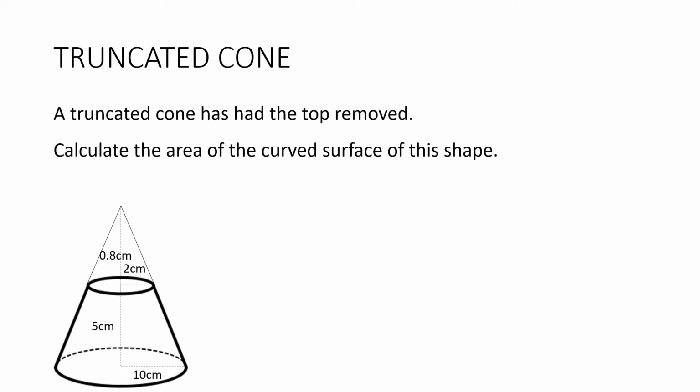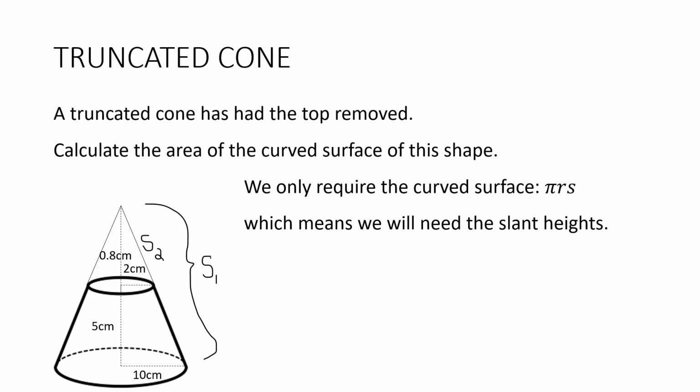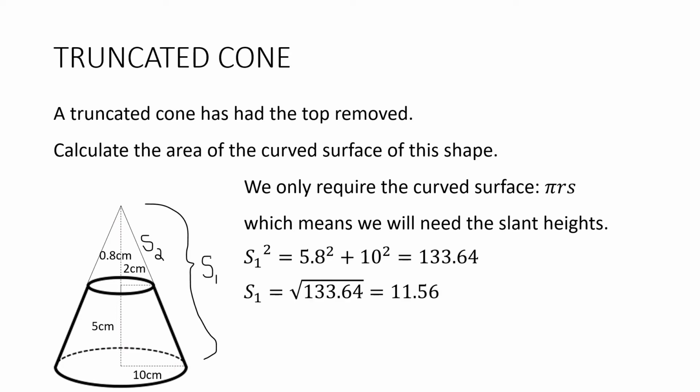So now that we have that measurement, we can work out the slant heights. And there are two that we need. We need the slant height of this top cone that's been removed, and also the slant height of the total cone. That's just Pythagoras' theorem. Let's start with S1. So this length here is 5.8. It's going to be 5.8 squared plus 10 squared, which is 133.64. Do the square root. And so the slant height of the total cone is 11.56. Now let's do the smaller one. It's 0.8 squared plus 2 squared, which is 4.64, and the square root gives us 2.15.